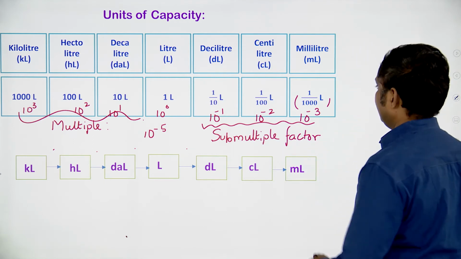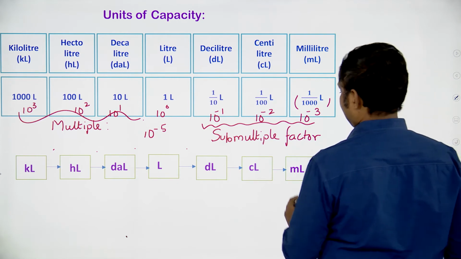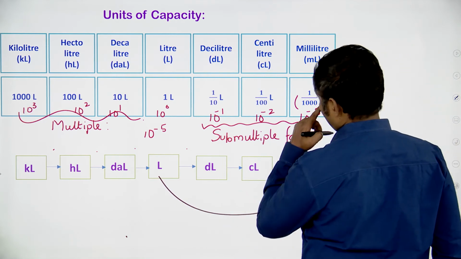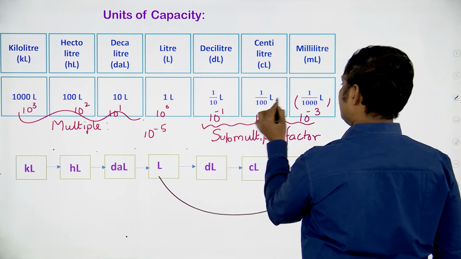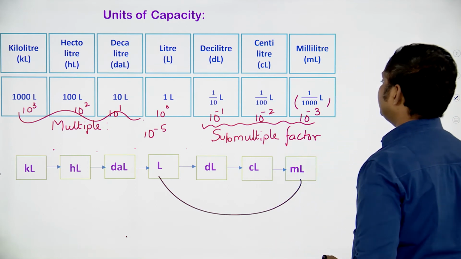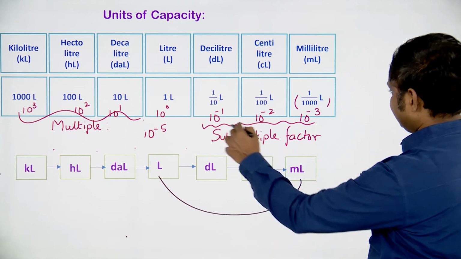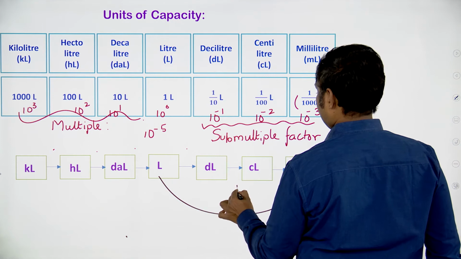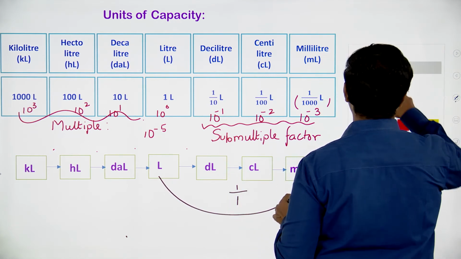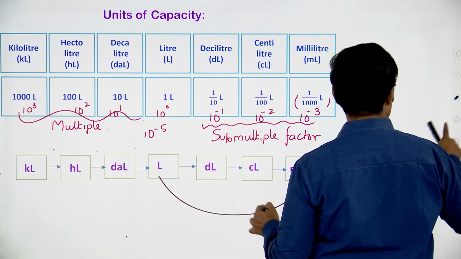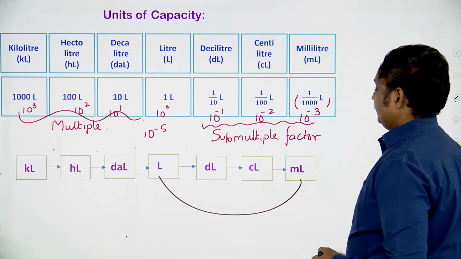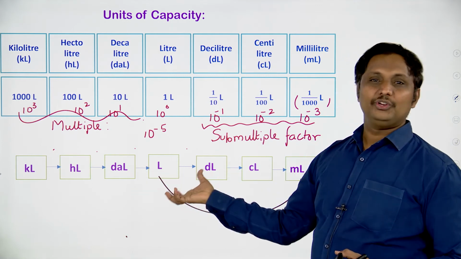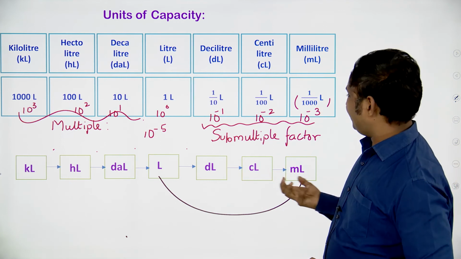Now 1 milliliter to 1 liter, how many milliliters is 1 liter? We have to take that from here. We have started 1, 2, 3. In this way, 1 liter is going to be 1000 ml. We have to take this one.